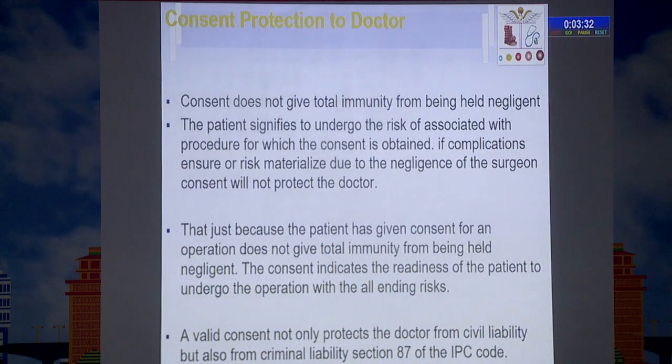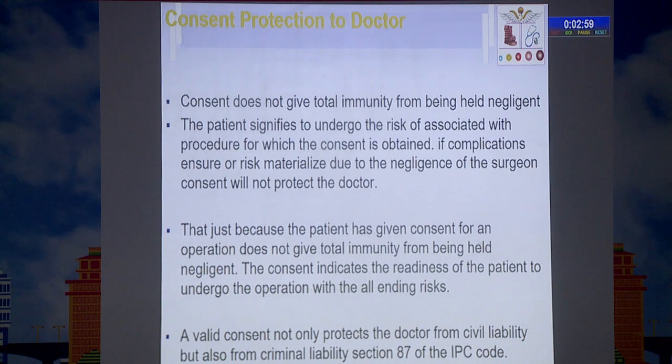The consent does not give total immunity from being held negligent. If you have taken the consent, it doesn't mean that he has given the consent for negligence by the doctor. So negligence is always different from the consent. So in consumer courts, the consent is not going to protect you, because the consumer case is based on negligence and not on the complication, and you are taking the consent of the procedure and complication.